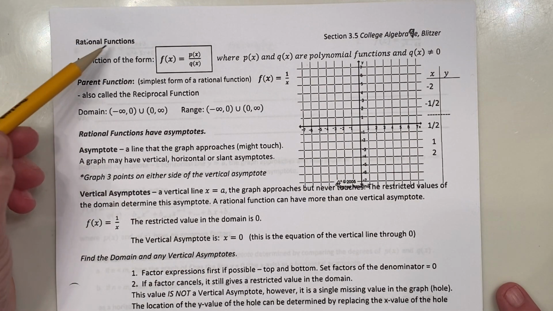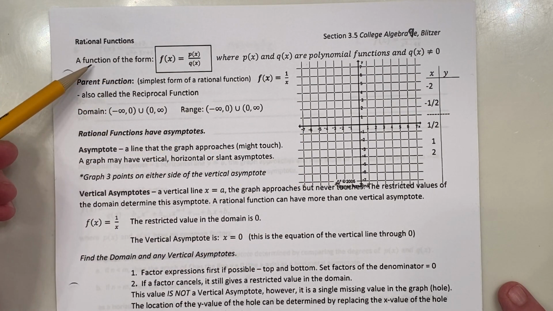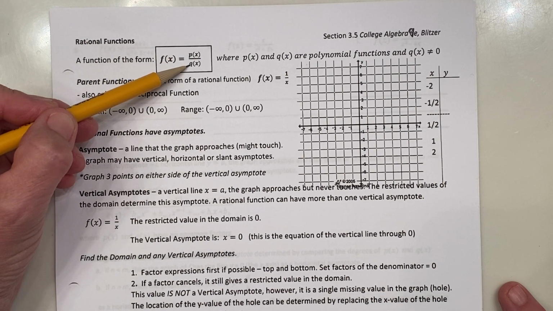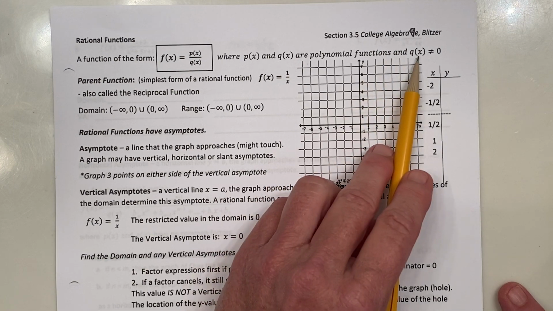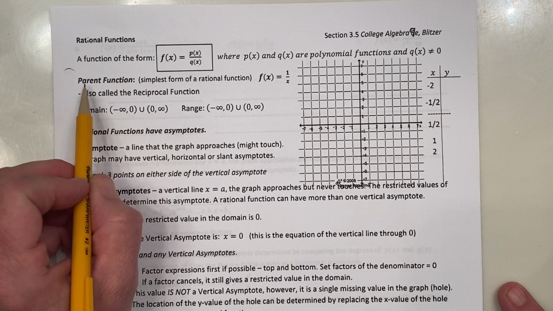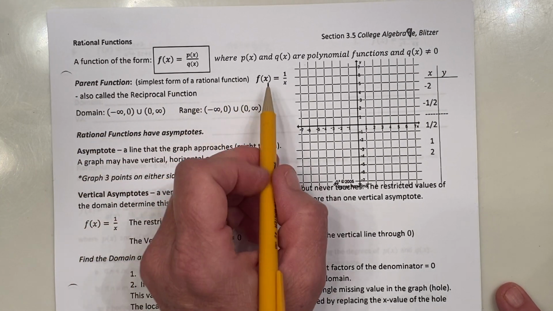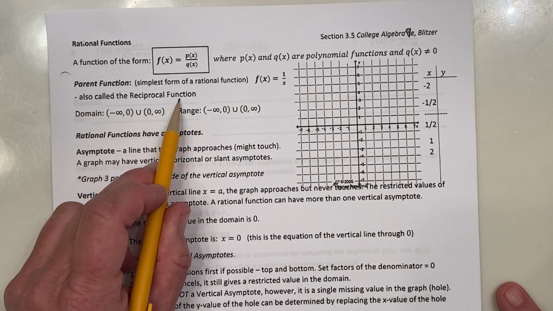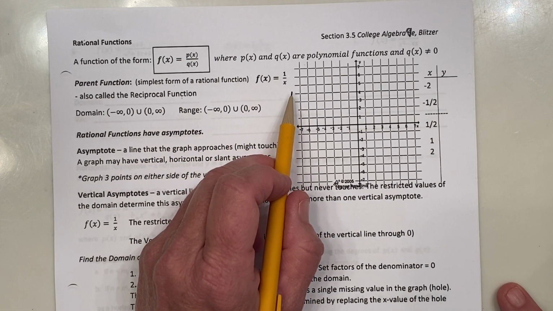So what is a rational function? We've had limited exposure. Now we're going to get more. But a rational function is of the form f of x equals p of x over q of x, where both p and q are polynomial functions and q of x cannot be 0. So the parent function for a rational function, the one that's the simplest form of a rational function, is f of x equals 1 over x. So that's also called the reciprocal function. So just think fraction when you hear rational function.